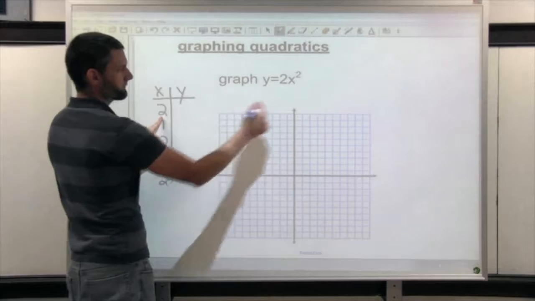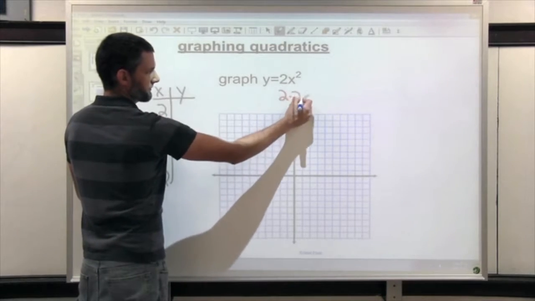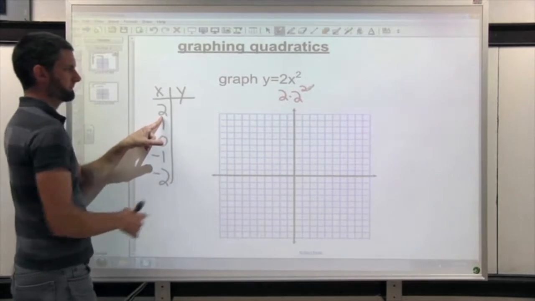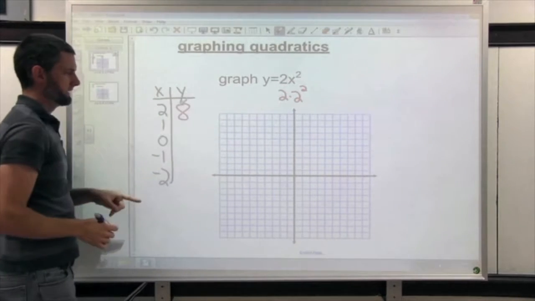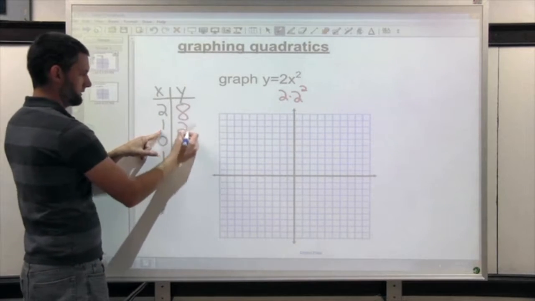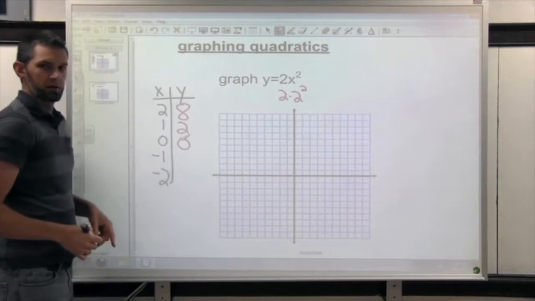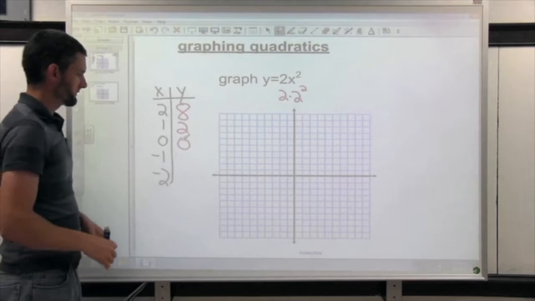If I put a 2 in for x, I'm going to make a t-table because I don't know what it looks like. 2 squared is 4, 4 times 2 is 8. And I can do the same thing with 1 and 0 using my calculator or the order of operations.